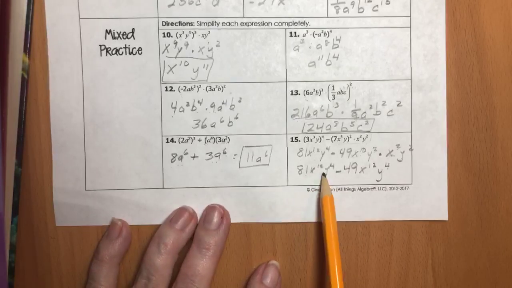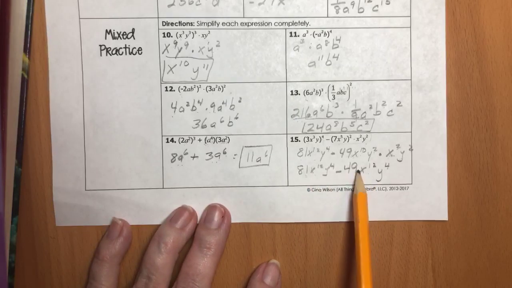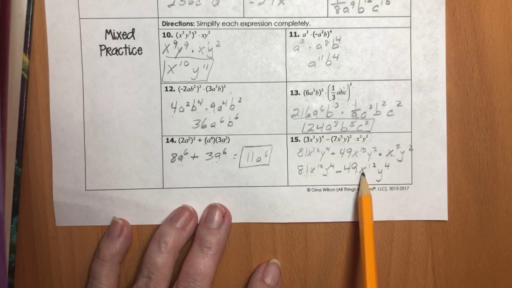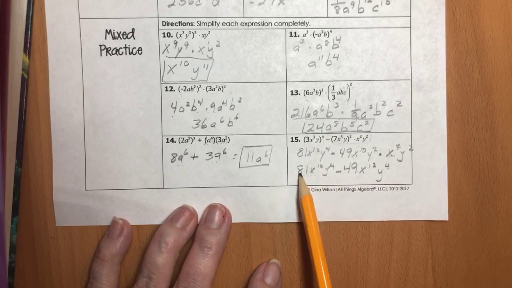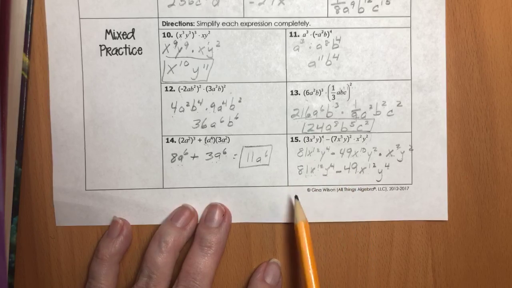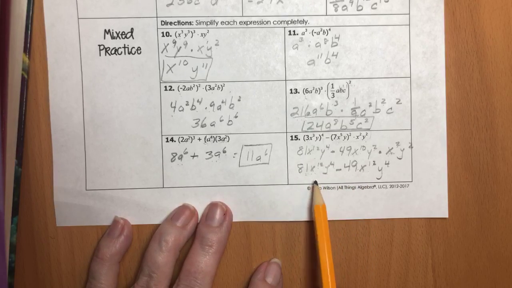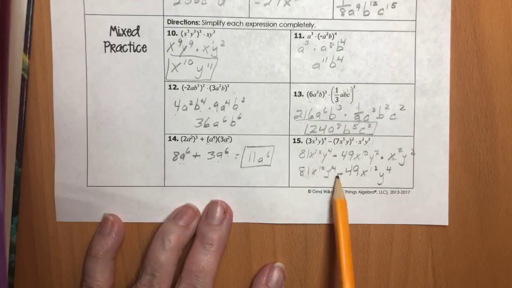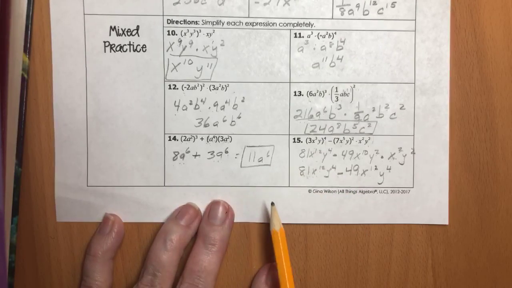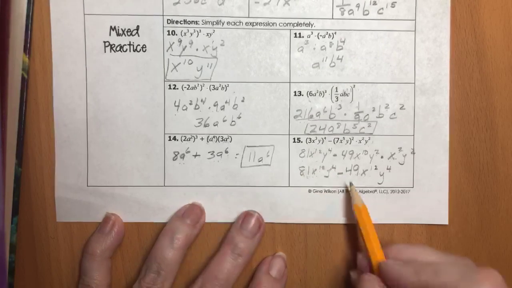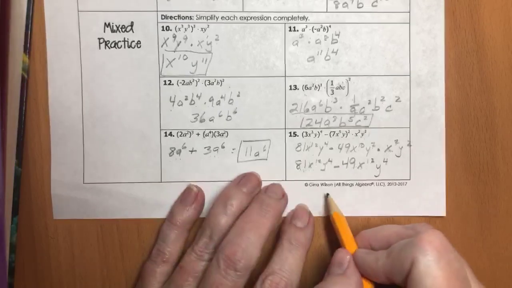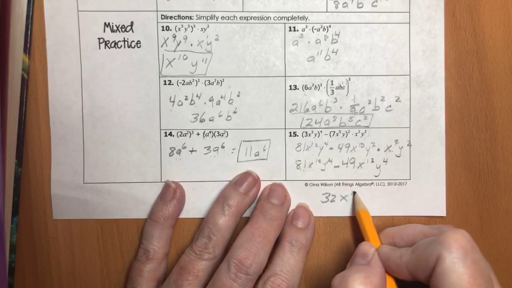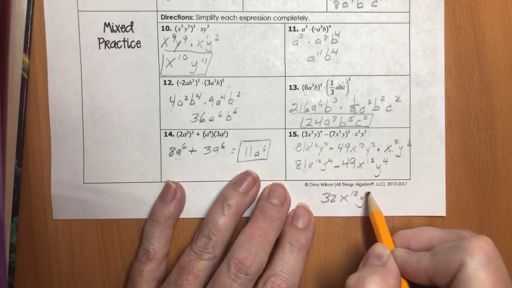Oh, look. Are these like terms now? Yeah. This is an x to the 12th, y to the 4th. This is x to the 12th, y to the 4th. Can we combine these two together now? Yes, we can. Quickly, somebody pick up your calculator. What is 81 minus 49? Did you say 32? Well, I'm going to put it way down here because I ran out of room. 32 x to the 12th, y to the 4th.